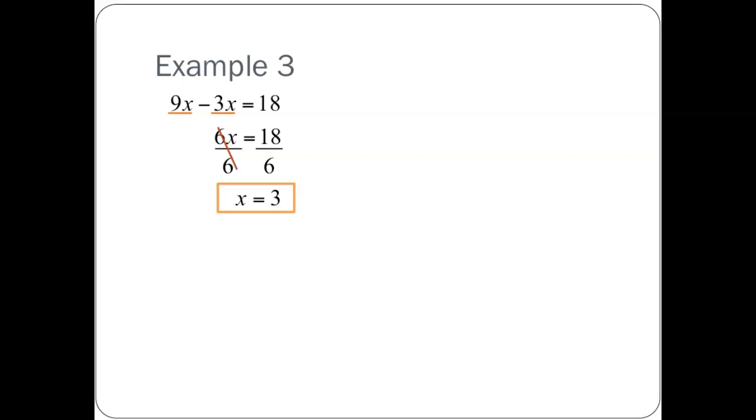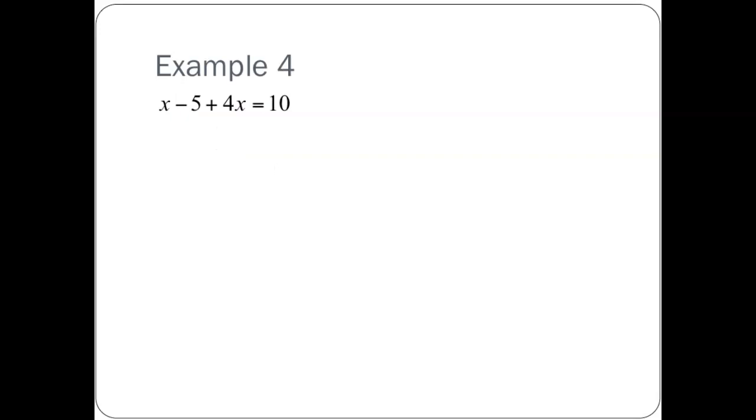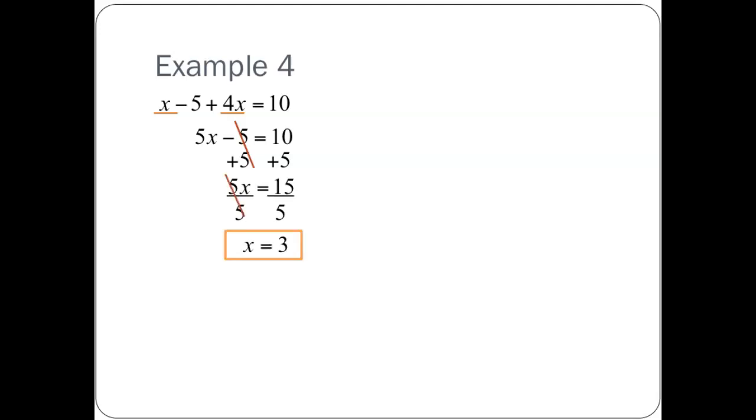All right, example 4. x minus 5 plus 4x equals 10. Again, let's see if there are any like terms that we can combine. In this case, the x and the 4x can be combined here. That gives us 5x minus 5 equals 10. Now we'll add 5 to both sides, and the minus 5 and plus 5 cancel on the left, which leaves me with 5x equals 15. And to get x by itself, we'll divide both sides by 5, and we'll end up with x equals 3 for our answer here.